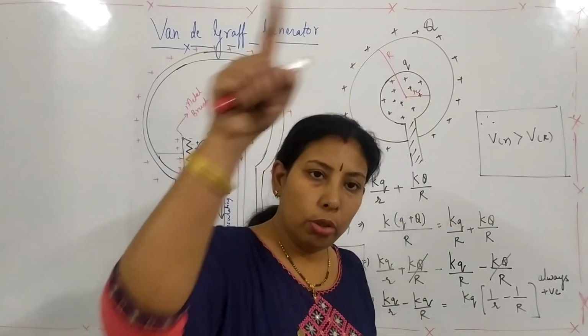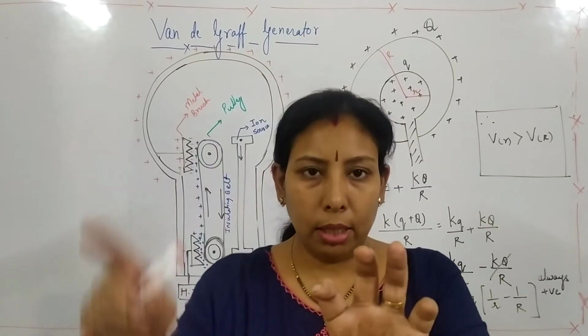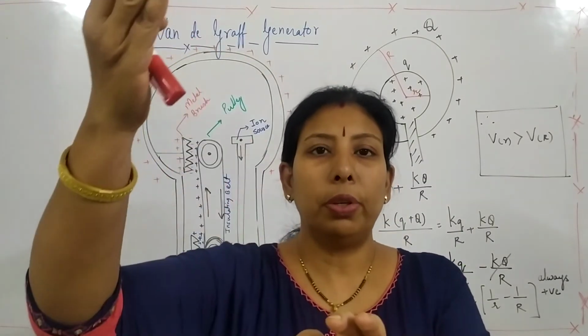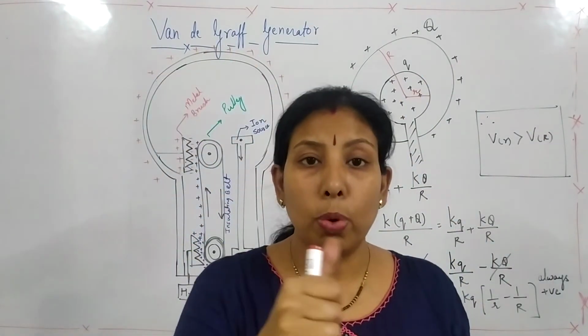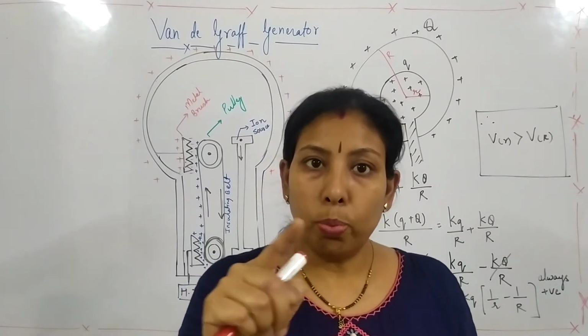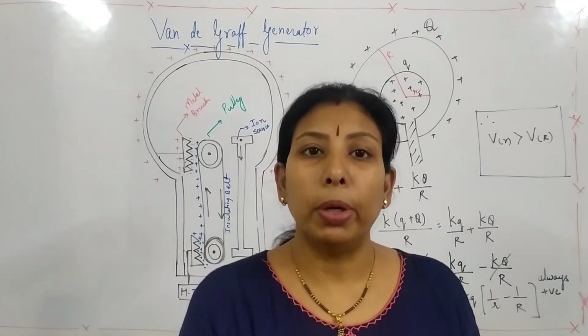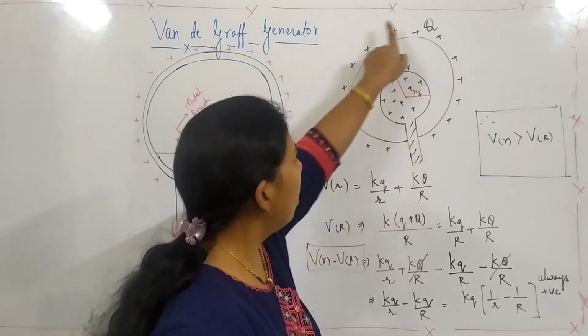Now what about the potential on the outer sphere? What it says is that if any charge is placed inside a conducting sphere, the whole charge is transferred to the surface. So what will be the total charge on the outer sphere? Small q plus capital Q. So what is the total potential? K times small q plus capital Q upon capital R, right? This is what we have got as the potential on the outer sphere.